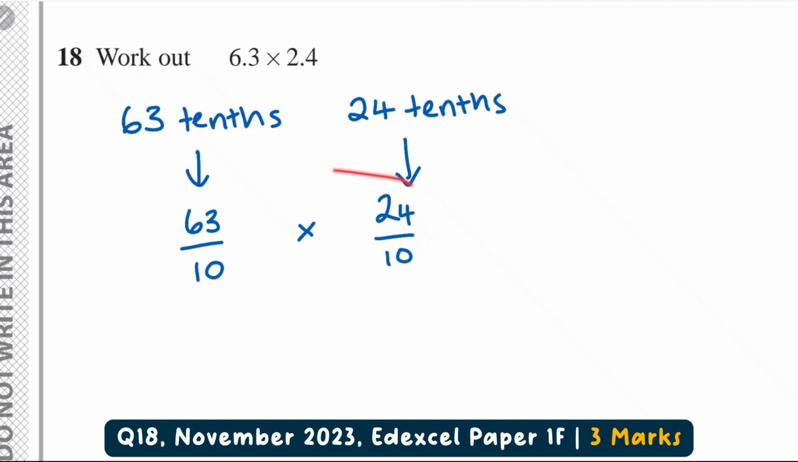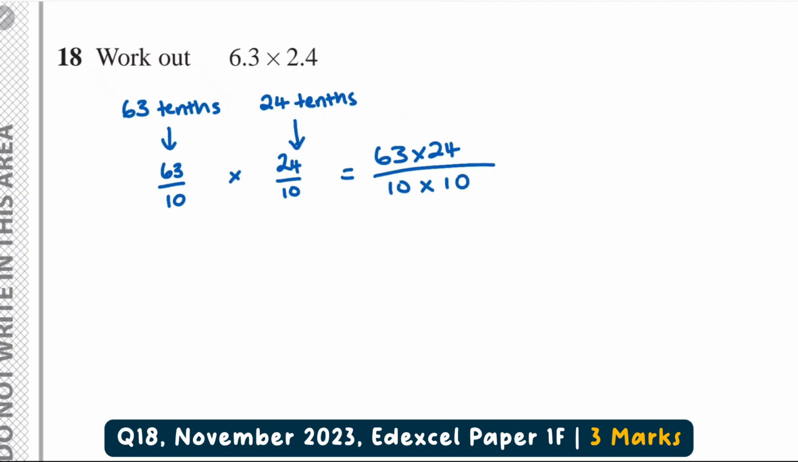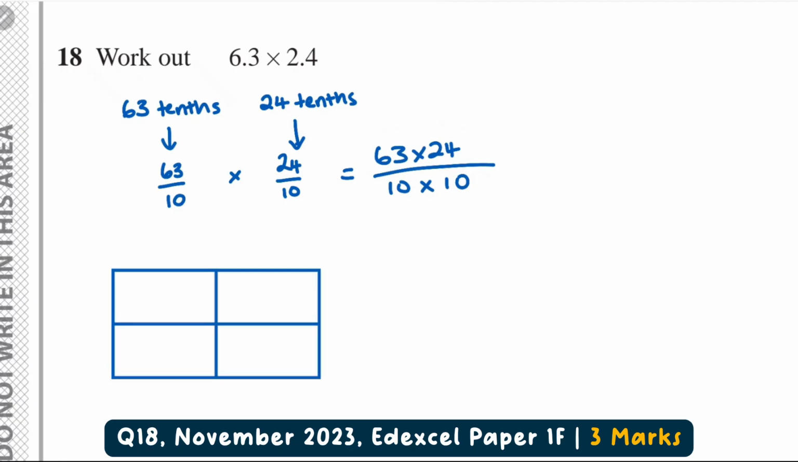Now, when you're multiplying two fractions, all we need to do is multiply the two numerators and then multiply the two denominators. So this will give us 63 times 24 over 10 times 10. So to work out 63 times 24, you can use whichever method you like. I'll be using the grid method. So here's my grid. So my 63, I'm going to write 60 and 3 here. And for 24, I'm going to have 20 and 4.